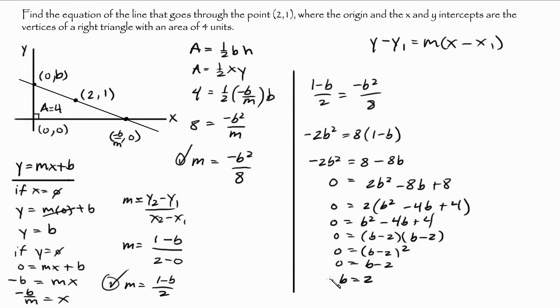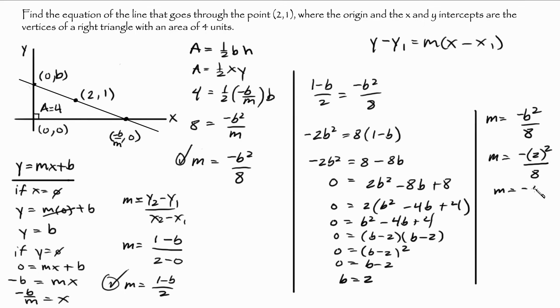Now we can plug that b into here to get this slope, m equal negative b squared over 8. So m is equal to negative 2 quantity squared over 8. So m is equal to negative 4 over 8. So m is equal to negative 1/2. Okay, so now I have my slope, m equal to negative 1/2.